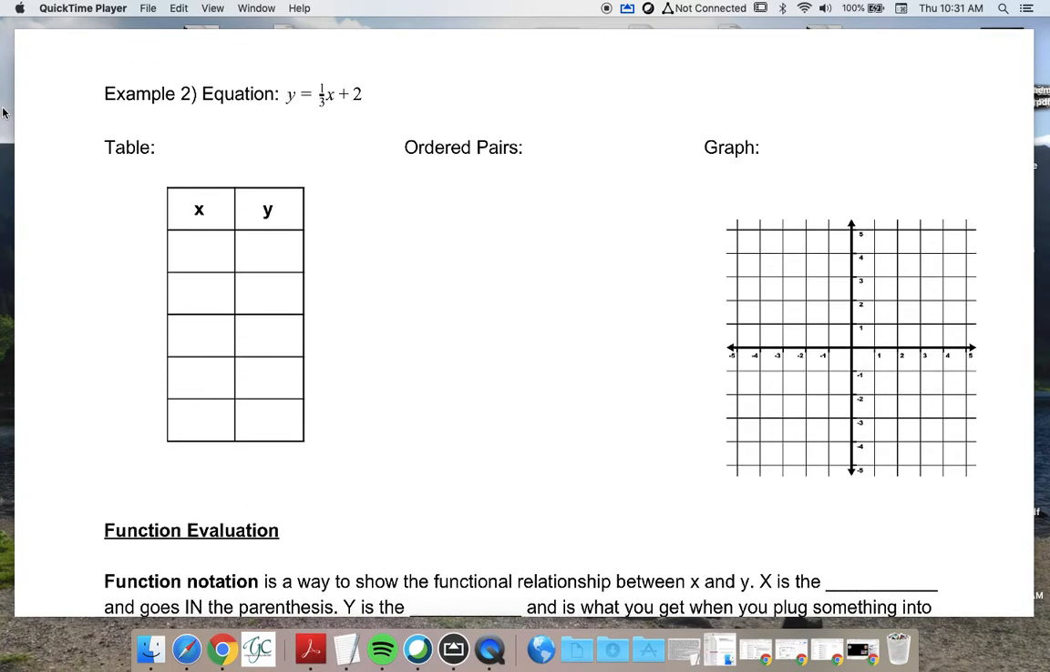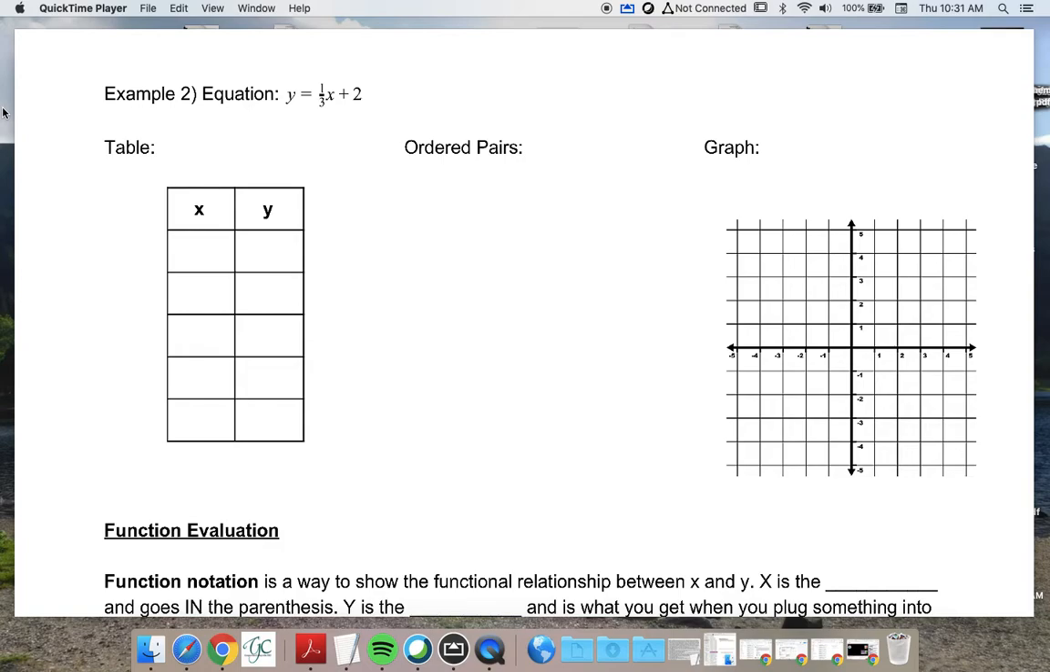All right, this time we were given an equation, and then we need to fill out a table, the ordered pairs, and then our graph. Because we have an equation here, we get to do a little bit of choosing to fill in the table and the ordered pairs and then the graph. When you're given an equation, you get to choose the x values. You'll take those x values and you'll plug them into the equation to solve for y. It doesn't matter what x values you choose.